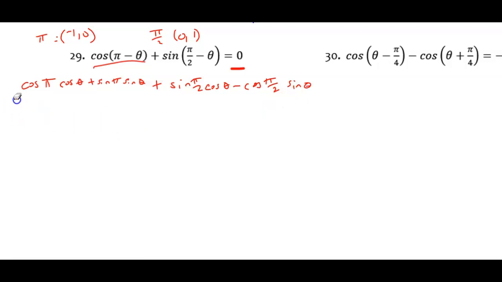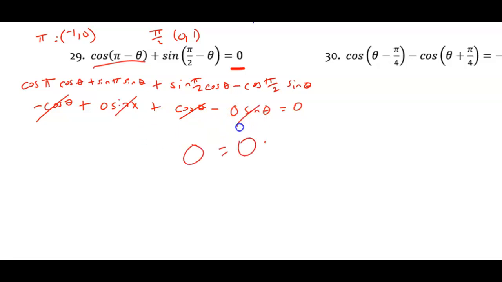sine of theta. So cosine of theta, cosine of pi is -1, so -1 cosine, so negative cosine. Sine of pi is 0, so 0 times sine. Sine of pi over 2 is 1, so 1 cosine. And then cosine of pi over 2 is 0, so 0 sine. So now check this out. Negative cosine plus cosine of theta is 0. And 0 times sine minus 0 times sine is 0. So 0 equals 0. Verified.